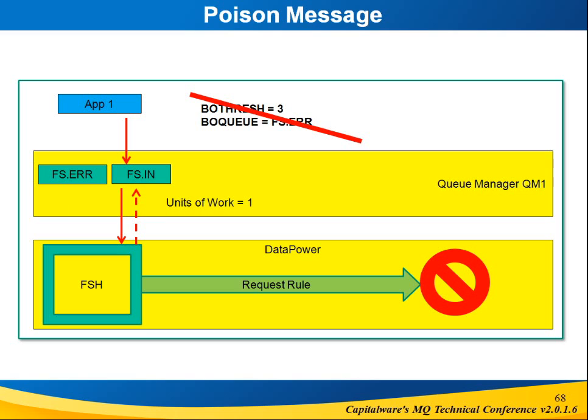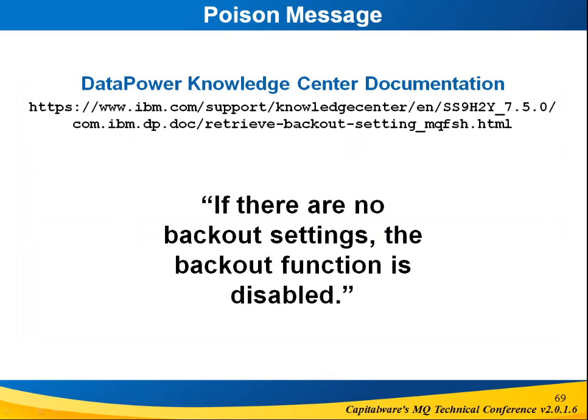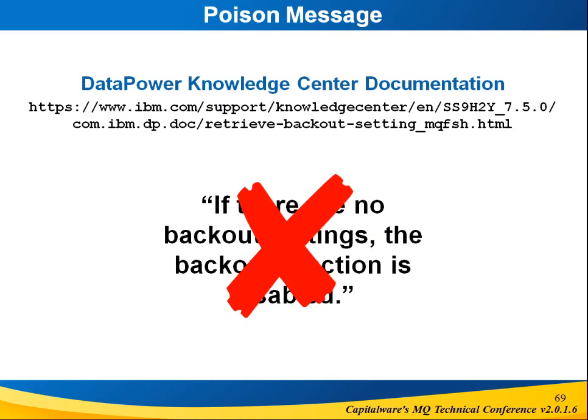Now, what happens then if we don't have a backout threshold set? Let's say we left the backout threshold and backout queue names blank on the queue manager connection object, and we tried to retrieve the backout threshold and backout queue from the local queue, only to find there wasn't one there. In this scenario, you will get a true poison message loop indefinitely, which is interesting because if you look at the documentation for DataPower, it says explicitly if there are no backout settings, the backout function is disabled. Well, I'm here to tell you that's not true.